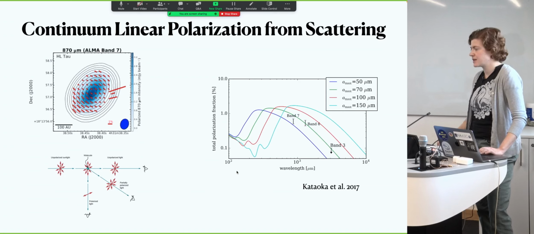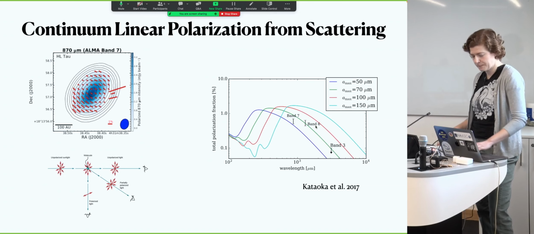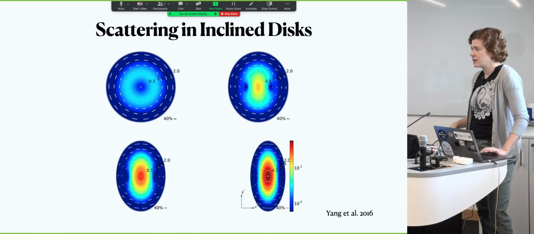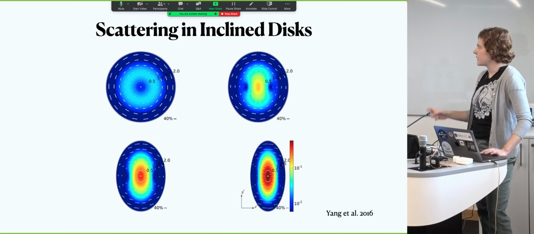The interesting thing about this type of scattering is that the polarization fraction you observe is highly dependent on the maximum dust grain size, at least for compact spherical dust grains. You can see in this plot that as the maximum dust grain size increases, the wavelength where the total polarization fraction peaks gets longer and longer. And disk geometry also affects what you're going to observe in scattering polarization.